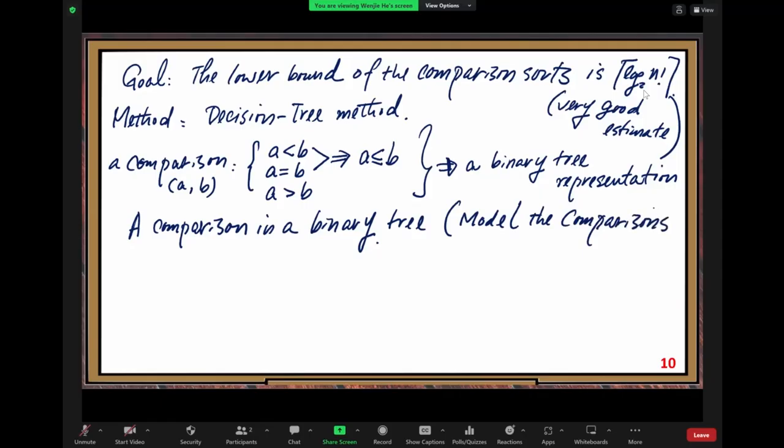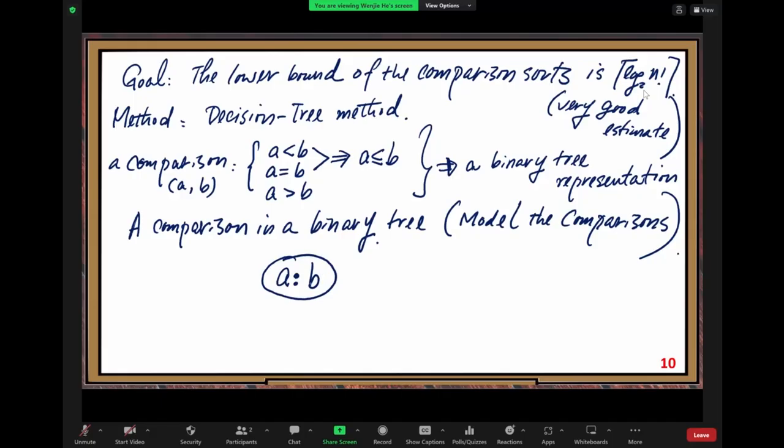Okay, model the comparisons. Let me use comparison between A and B. I use this notation, A colon B. So this is the node, A colon B. It means we do comparison between the A element and the B element.